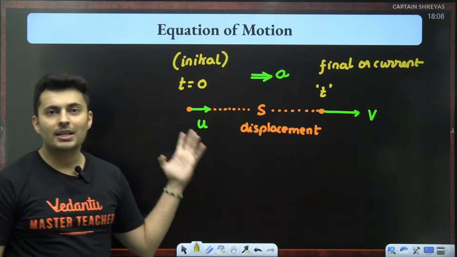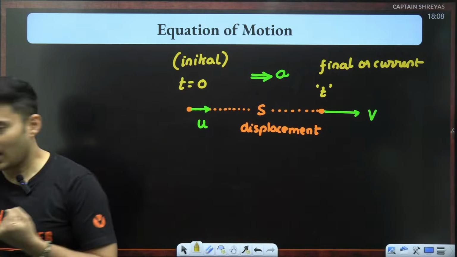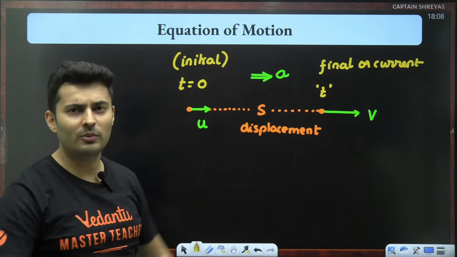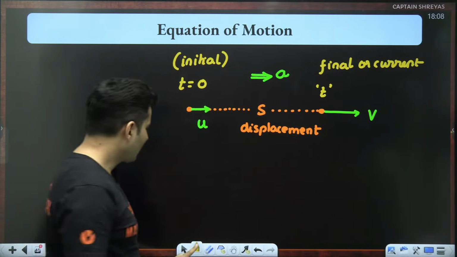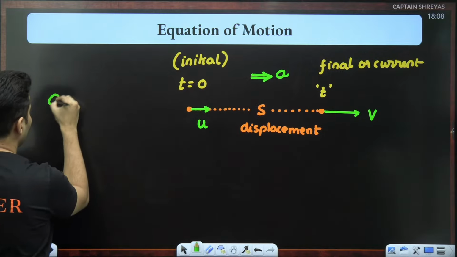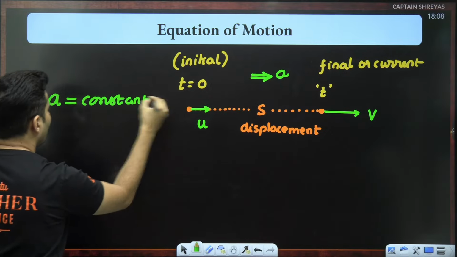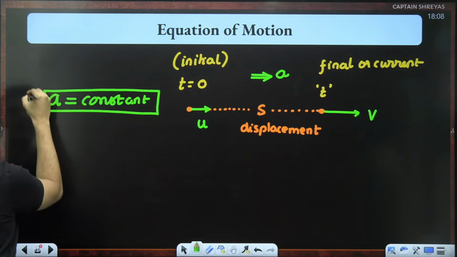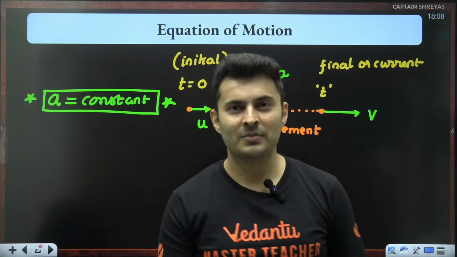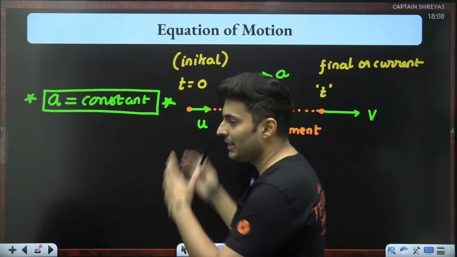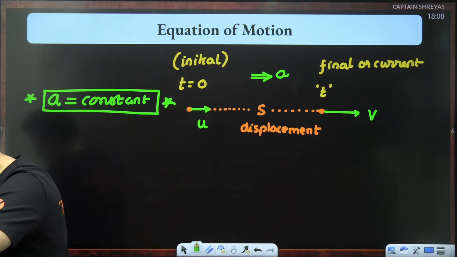All these variables are related to each other. And how are they related? That's exactly what we are looking for. Number two, whatever we write in this entire set, one thing will remain constant, and that is acceleration. This is very, very important, guys. If acceleration is not constant, then none of the equations which I'm going to show you will ever be true. So keep that in mind. They are only true when acceleration is constant.